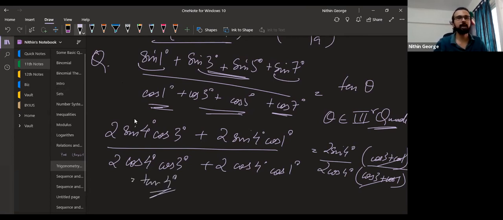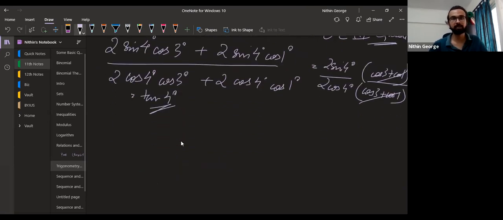But the question was, I want theta in the third quadrant. So tan theta will be tan of pi plus theta. Remember, tan is positive in the first and third quadrant. So we're looking at pi plus theta, which becomes 184 degrees.